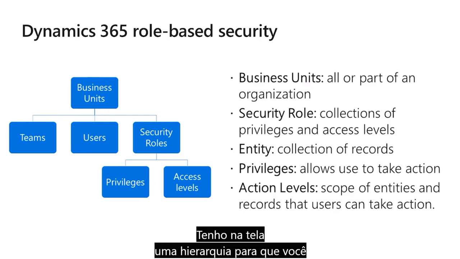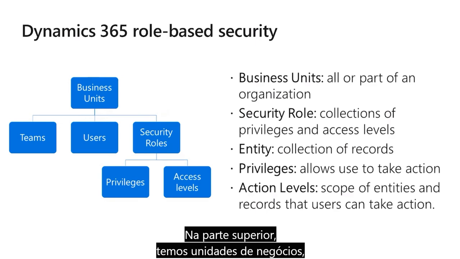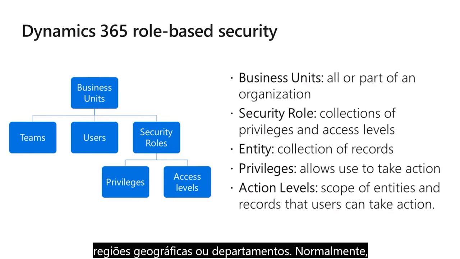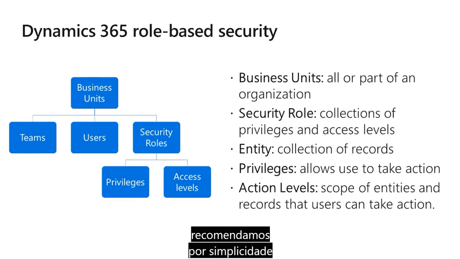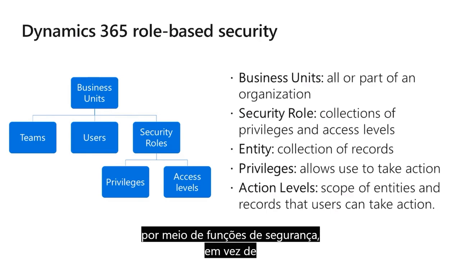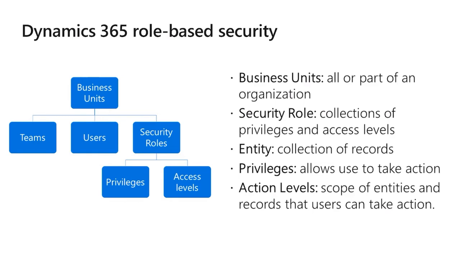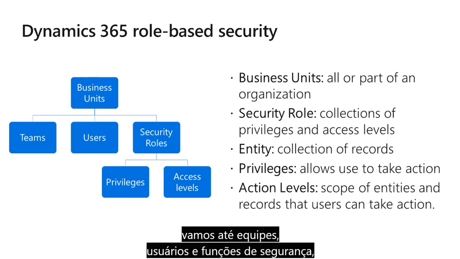I have on the screen a hierarchy for you to see all the different security roles, but let's walk through them. At the top, we have business units, and you can separate your organization based on geographies or departments. For simplicity's sake, we usually recommend managing your different areas through security roles rather than business units, because it keeps things simpler. Then from business units, we go down to teams, users, and security roles.